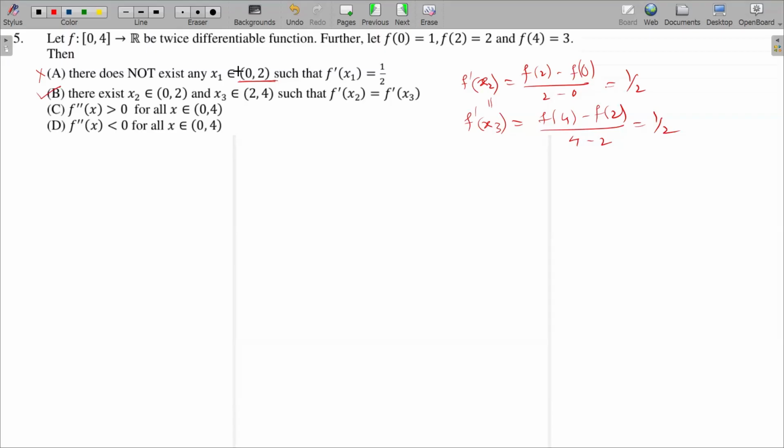Now, if it is not multiple correct, then you know that C and D will be false. But if it is multiple correct, then you can check what happens to C or D. But from here, it should give you a hint.